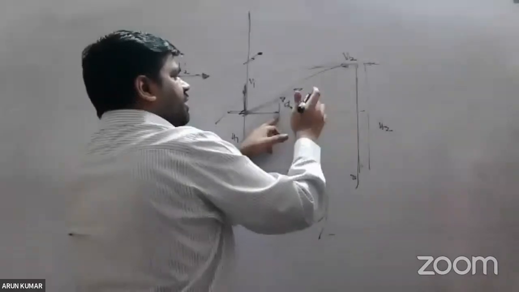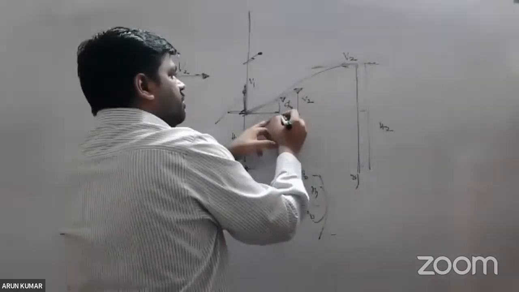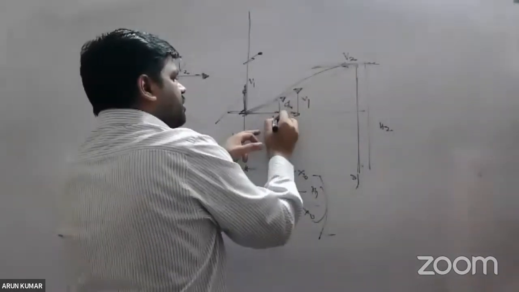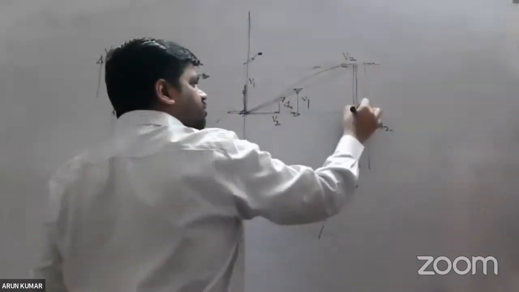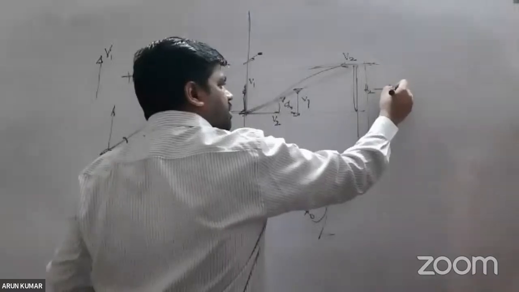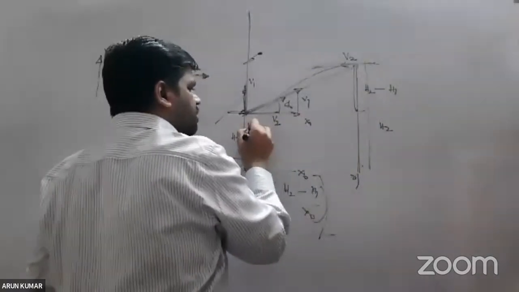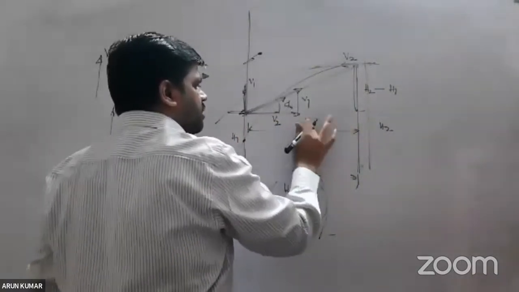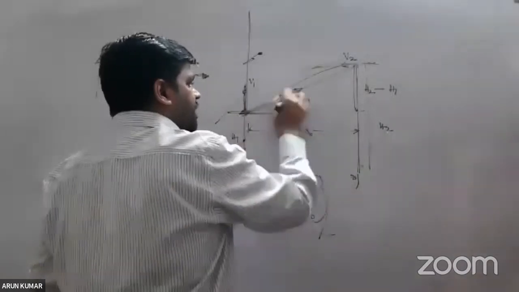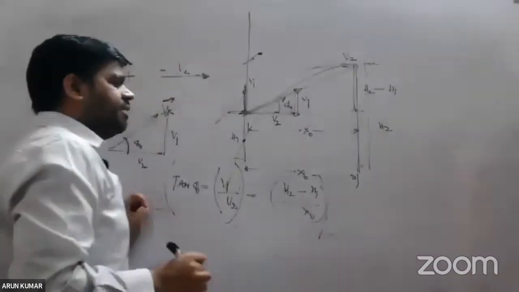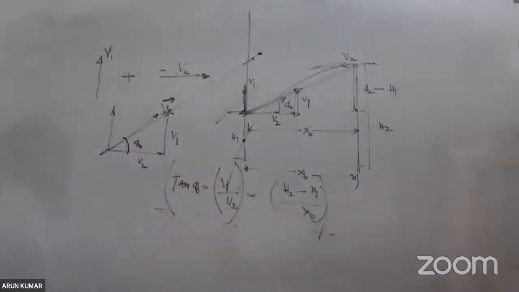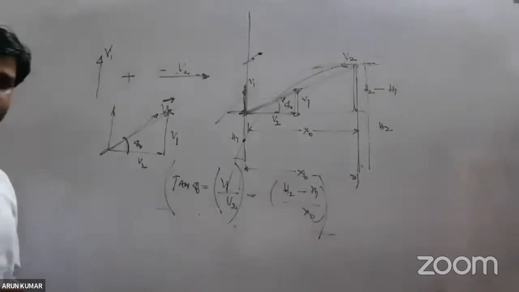From this triangle, what do I get? This is v2. Sorry, this is v1. This is v2 in magnitude, sides. And this triangle is h2 minus h1. This is x naught. So if I take this triangle, I'll get v1 by v2. If I take this triangle, I'll get h2 minus h1 by x naught. I equate these two, I'll get the condition for collision. All right.